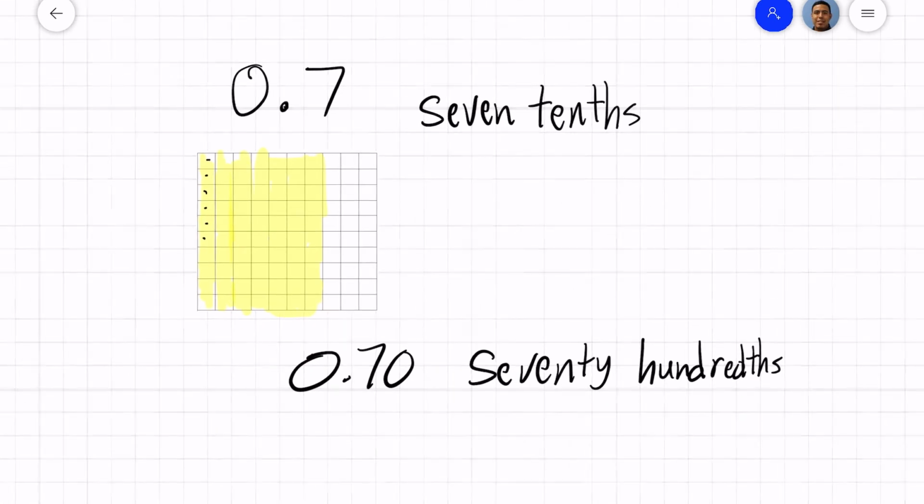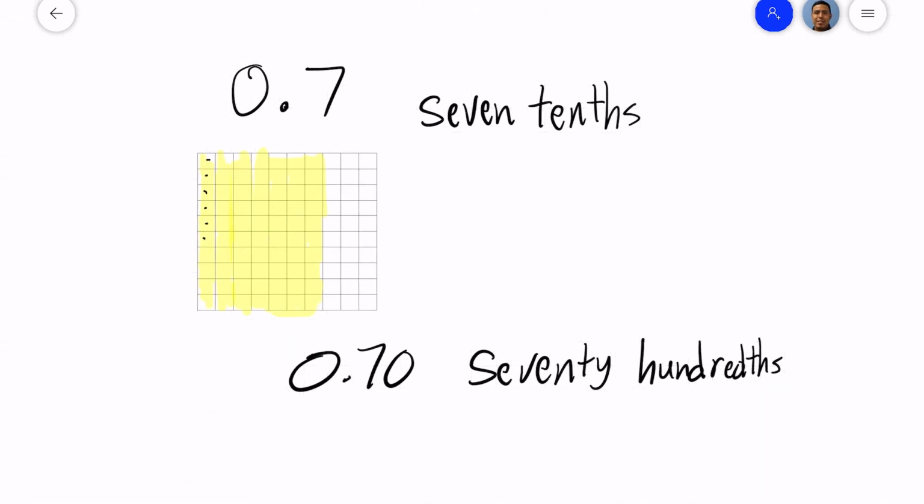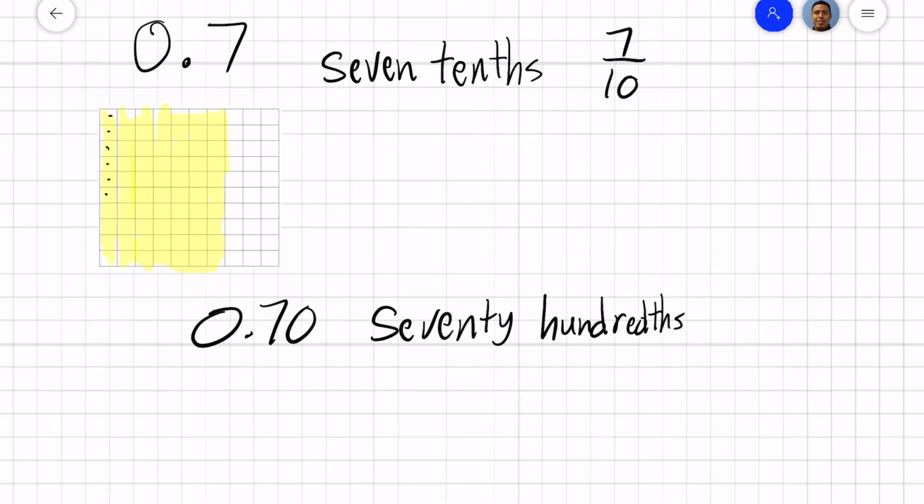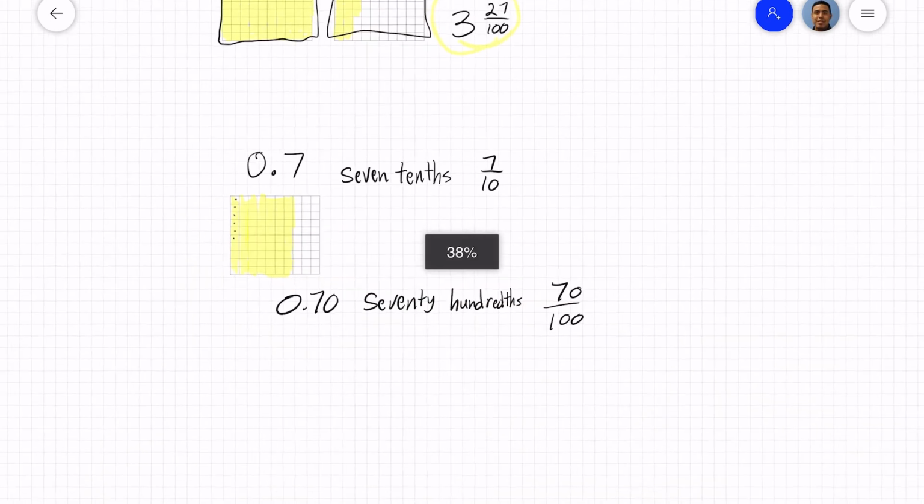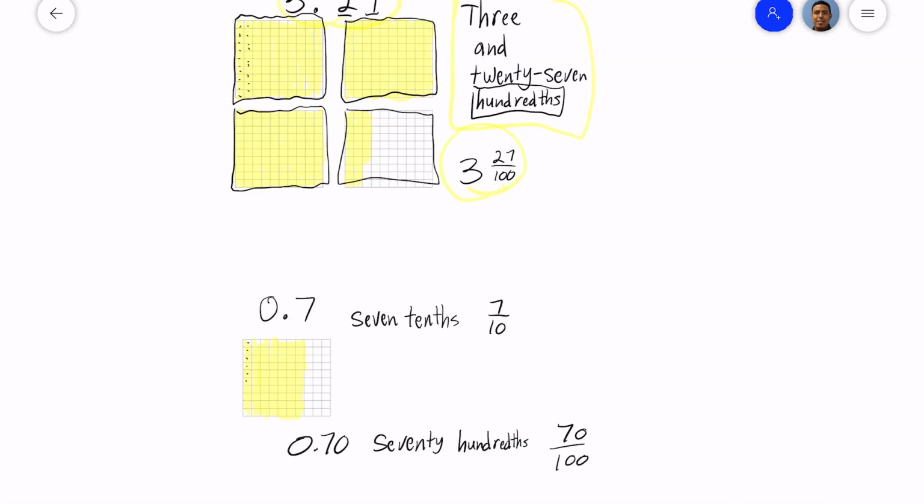And then let's do this example. 7 tenths would simply just be 7 tenths as a fraction. They are both read the same way, and over here it would be 70 hundredths. And this is how we relate decimals to fractions.